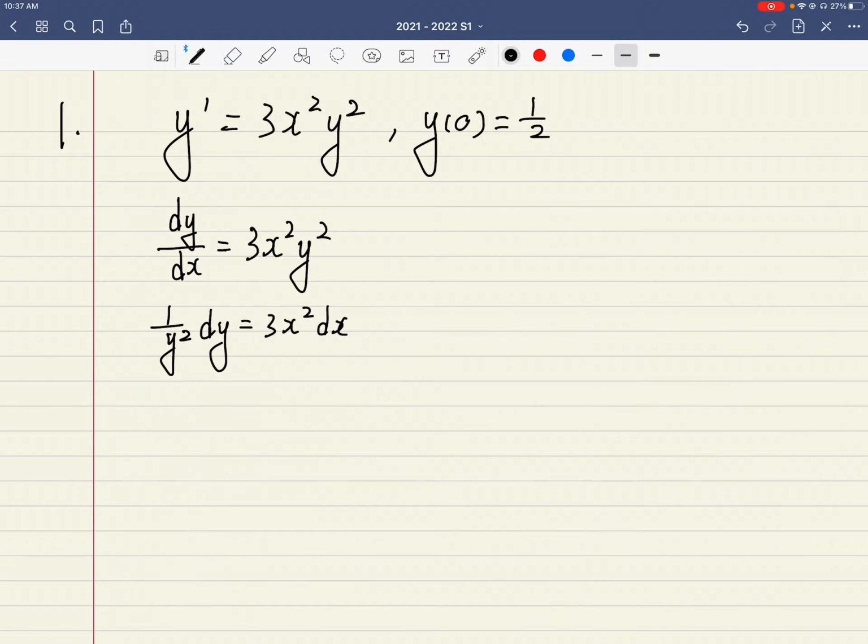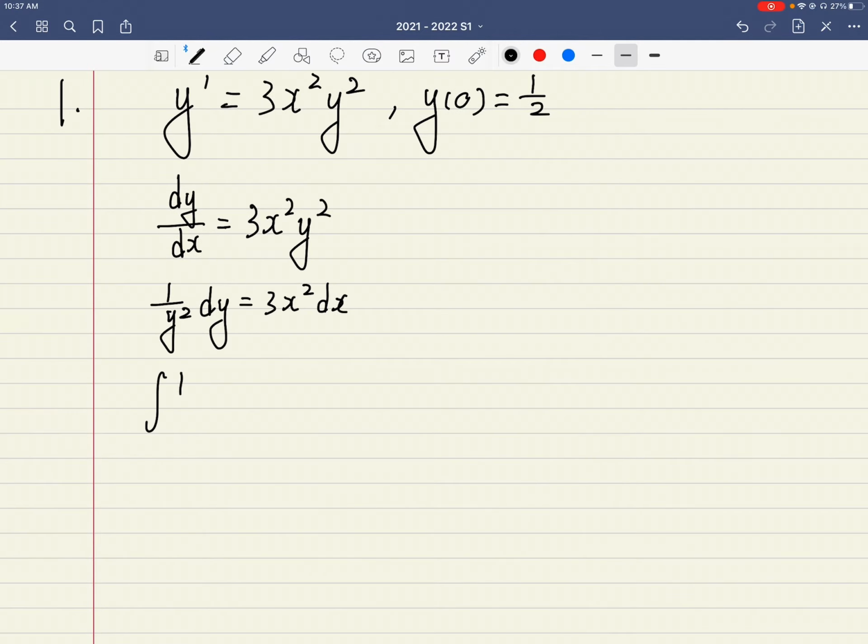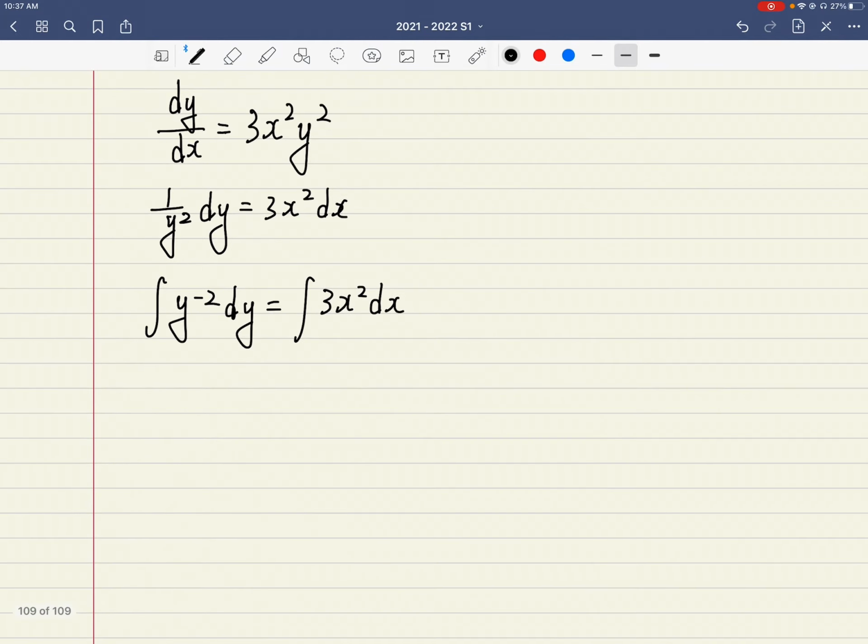Because these two parts are the same, you can integrate them. They'll still be the same. So you can integrate both sides. Here I write it as y to the power of negative 2, and the right-hand side is 3x squared dx. If you integrate the right, it will be just x cubed. If you integrate the left, it will be negative y to the power of negative 1.